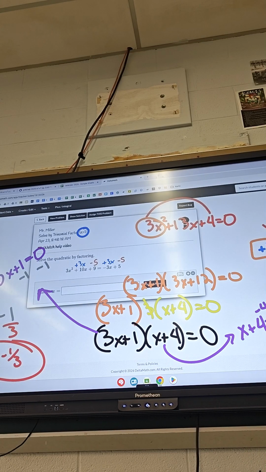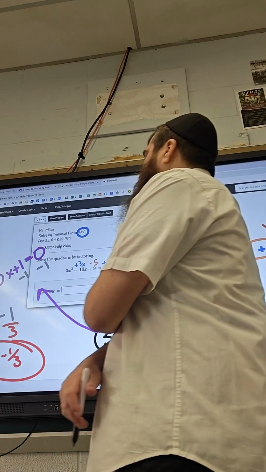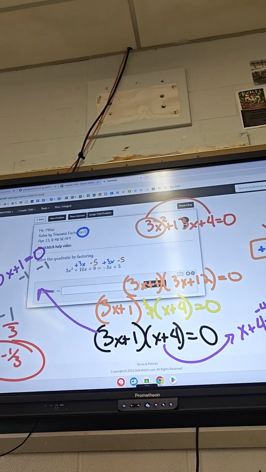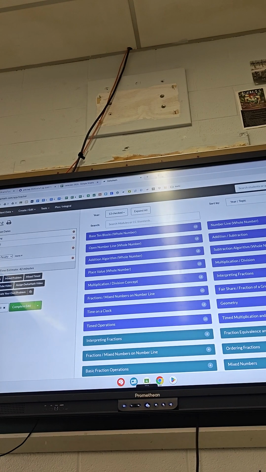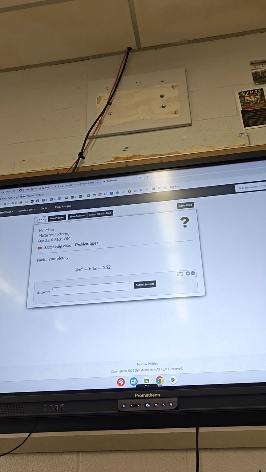All right, so that's factoring, that's solving a quadratic by factoring. It's basically the same thing we've done the last couple days, except we're setting it equal to 0 and coming up with an answer. Okay, now the fourth one is this, multi-step factoring, all right? So what this means when it says multi-step factoring is you're usually going to have to factor something out first.